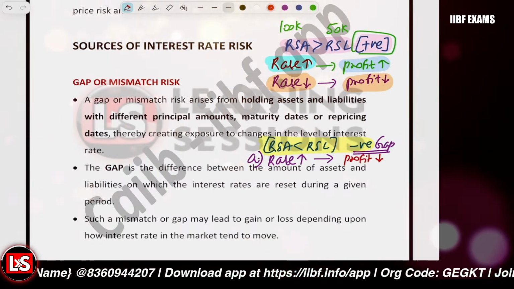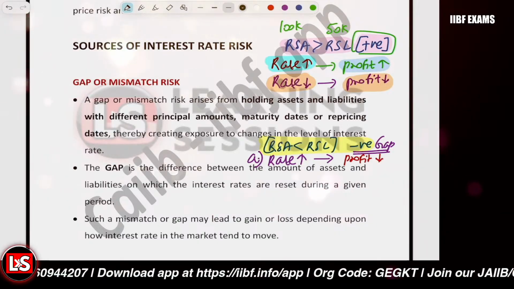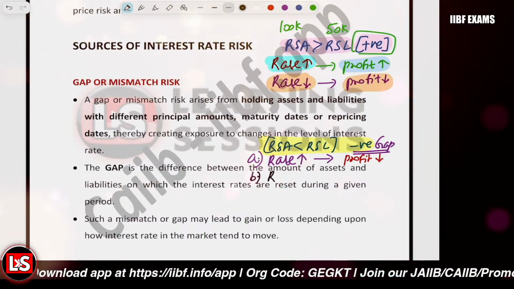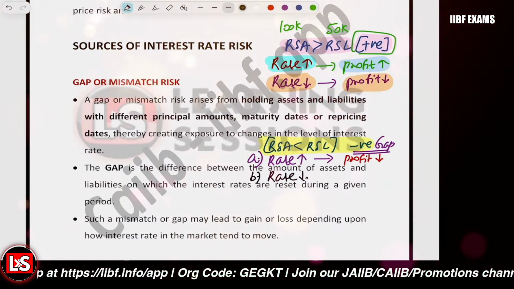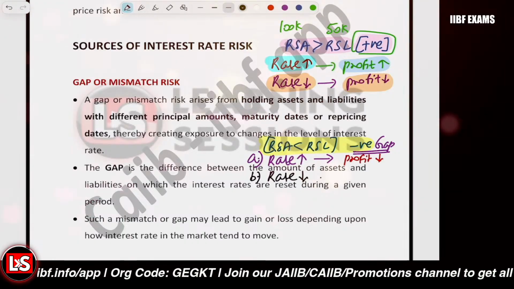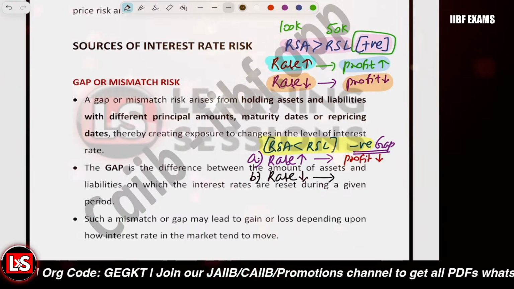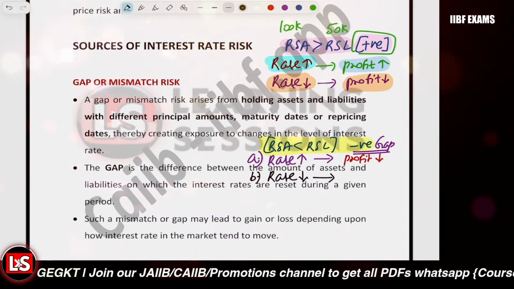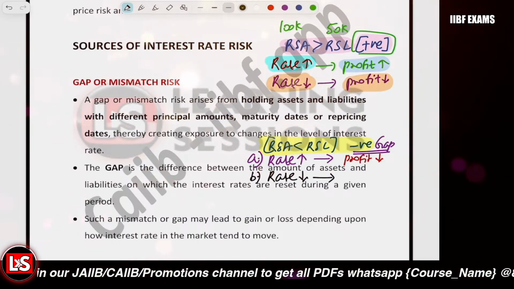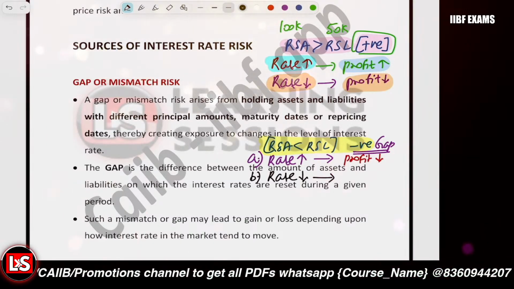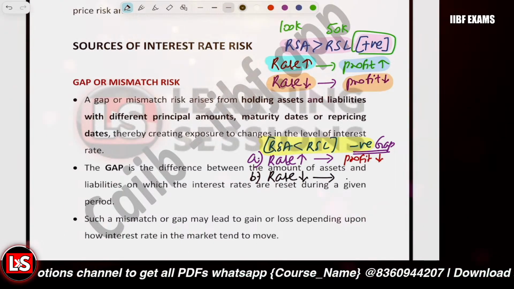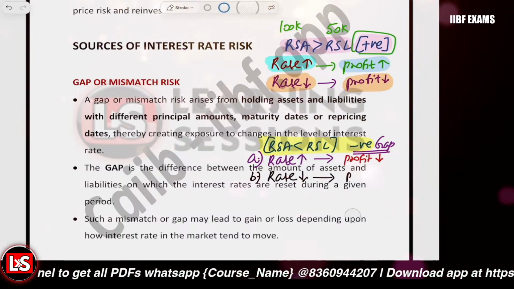And the second scenario, where the rate decreases, now you have more risk sensitive liabilities. The rate will decrease much more on the liabilities, and will decrease on the assets, but not that much. So our profit will be increasing.